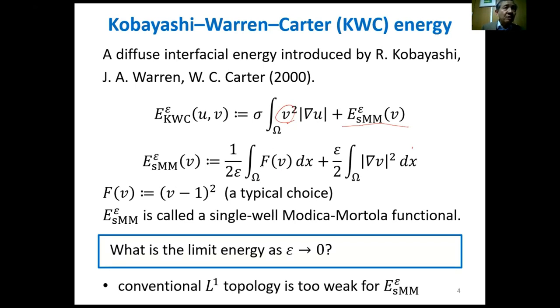Sorry. This is a potential energy. This is the Dirichlet energy. And this is the sum of potential energy and Dirichlet energy, but this potential energy is just a single well. Such an energy is called the single Modica-Mortola functional. And my basic question is, what is the limit energy as epsilon tends to zero? The conventional L1 topology turned out to be too weak for this singular Modica-Mortola energy. Since there are many Italian audience members, this functional is very popular for this audience, by the way. But today I mostly concentrate on this single well case.